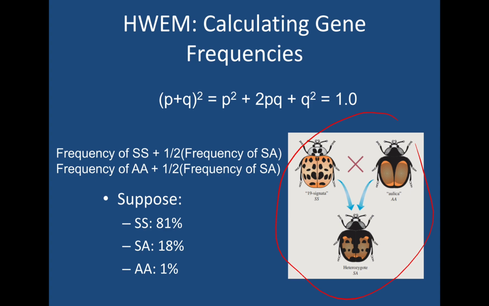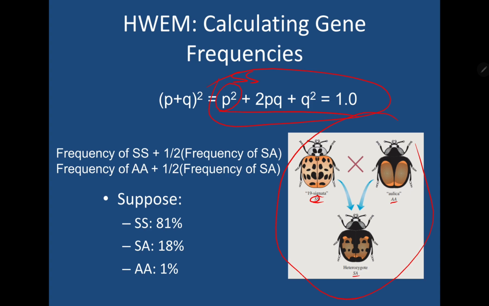Okay, so we have a population of lady beetles with the genotypes SS, AA, and SA. Now, focus on p² + 2pq + q² = 1. Okay, focus on this part. p² refers to the frequency of the SS genotype, which is this one.